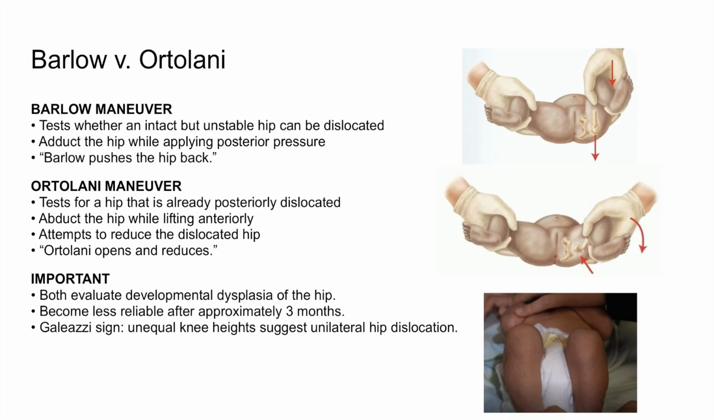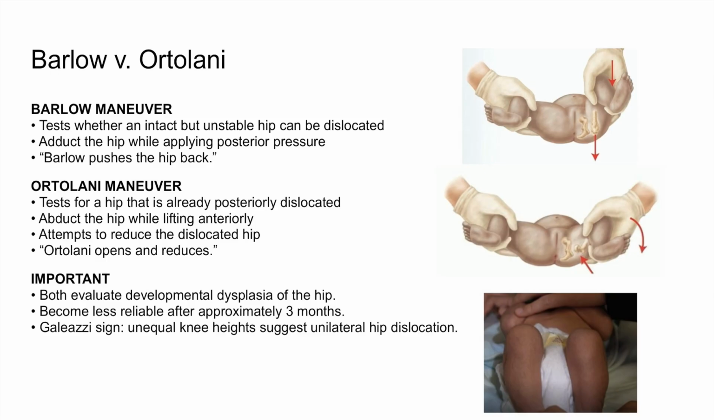A true positive finding is a palpable clunk as the femoral head moves across the acetabular rim, not a harmless soft tissue click. These maneuvers lose sensitivity around three months because a chronically dislocated hip becomes more fixed. Limited or asymmetric abduction and unequal knee height become more useful findings.